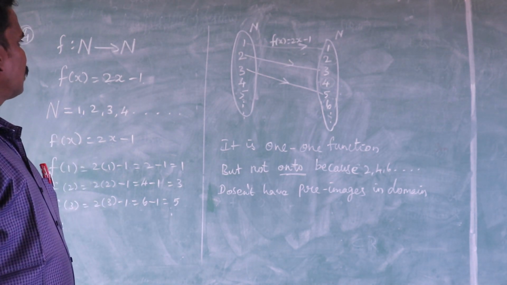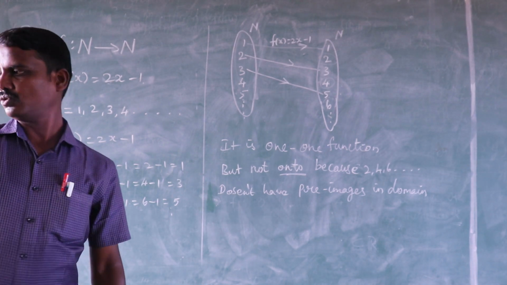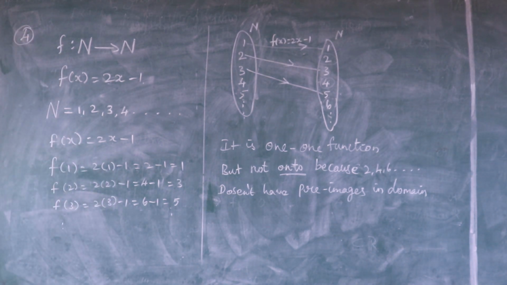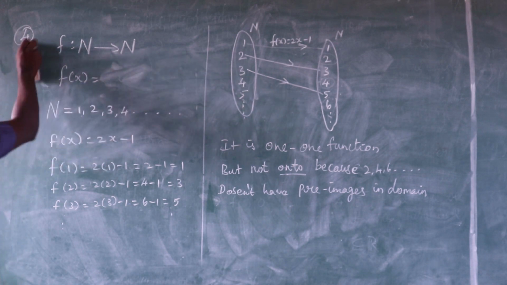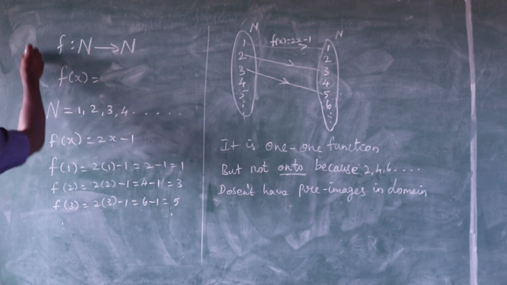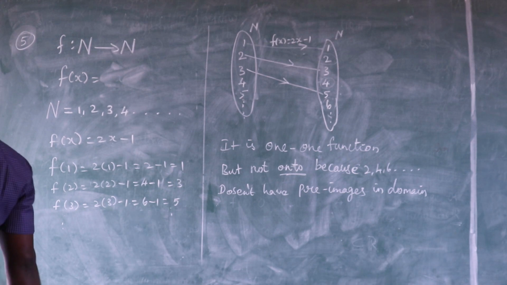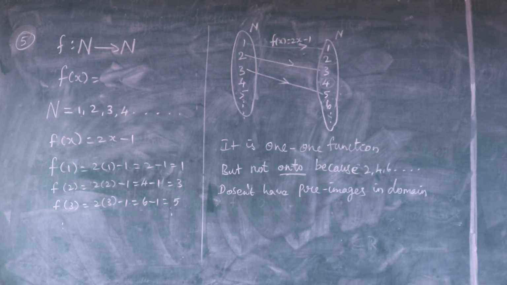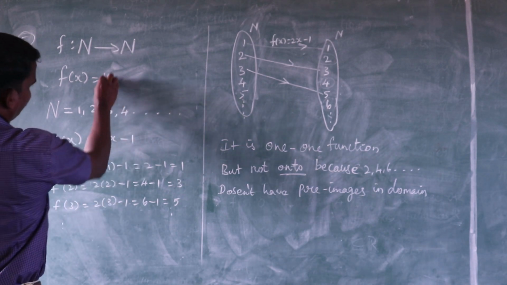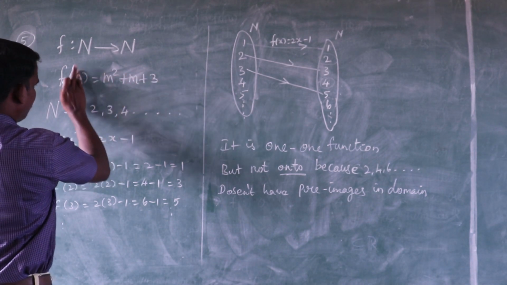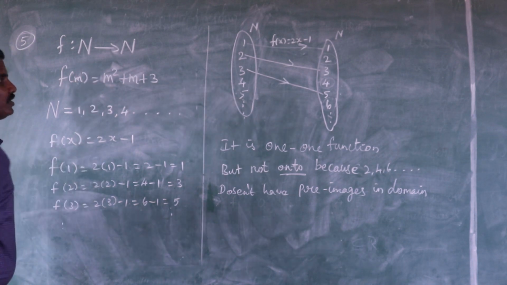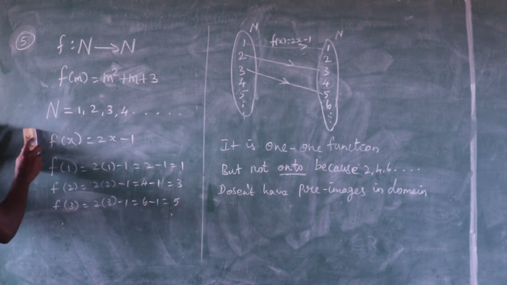So like that, question number 5 you can do the same. So just only one difference. The function is only different. That is f of x equal to m square plus m plus 3. All the others are the same. Here f of m, given the function f of m.